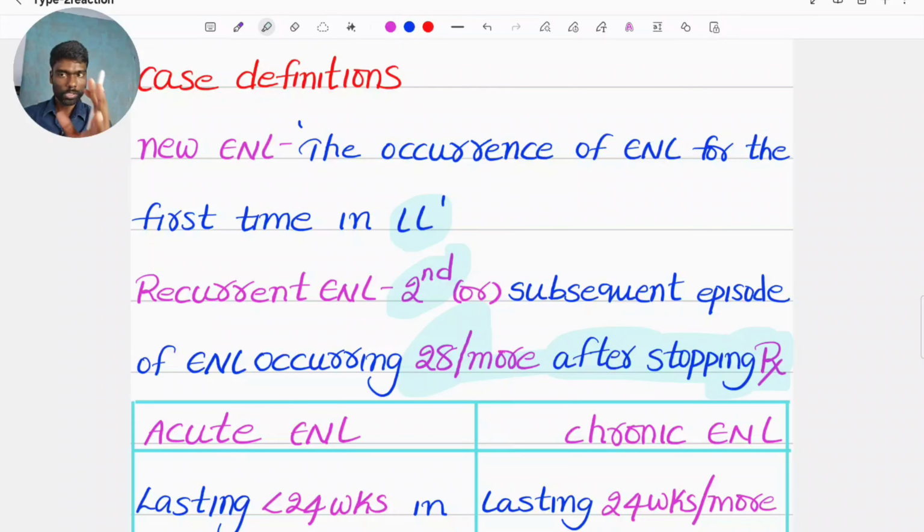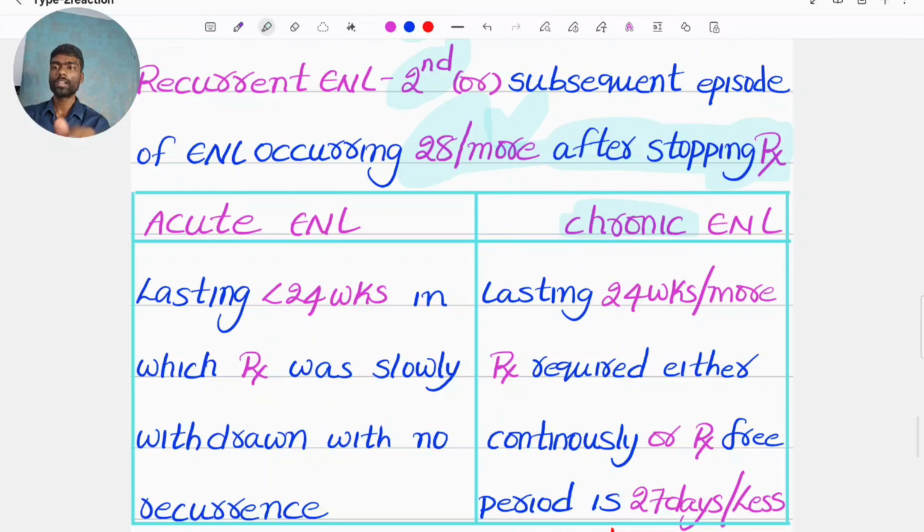After controlling, we will stop the treatment. After stopping treatment, if it occurs after 27th day, that is 28th day or more, it is called recurrent, means reduced and again reappeared. If it occurs on 27th day or less, within a short period of time, we will say it as chronic ENL, means the same episode is not reduced. If it reduces only, it can reappear and we can call it as recurrent. The same episode is continuing if treatment free period is less than 27 days. It is chronic ENL.